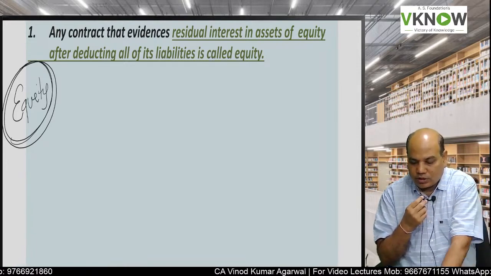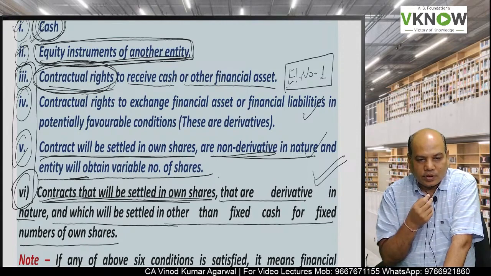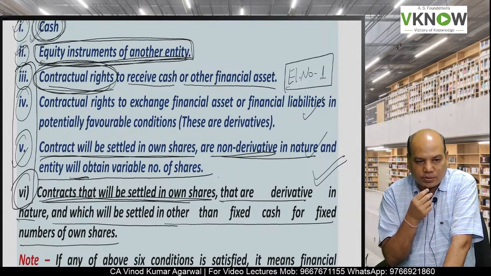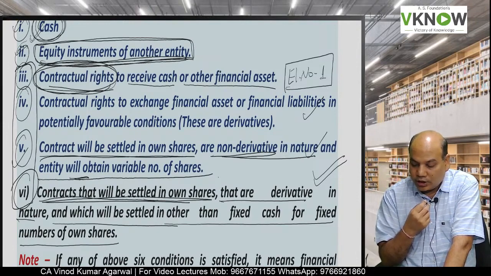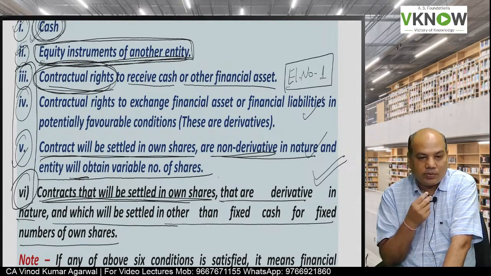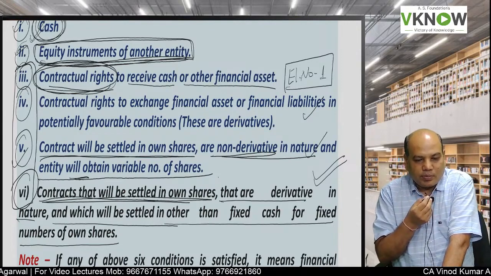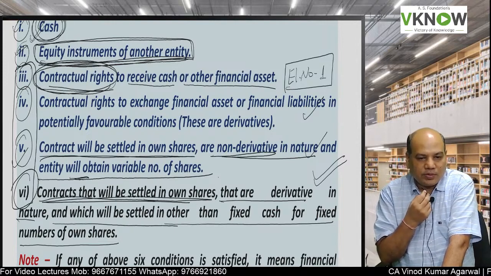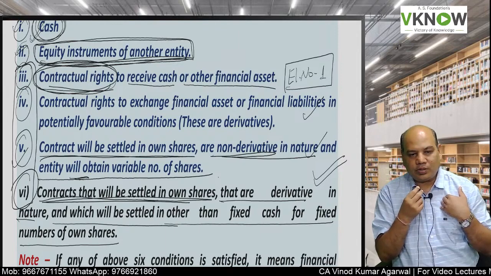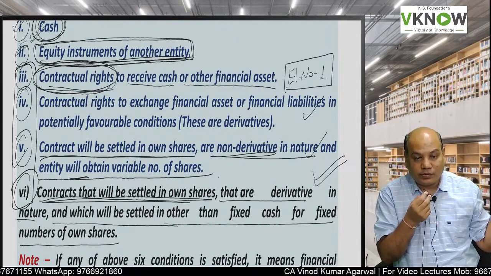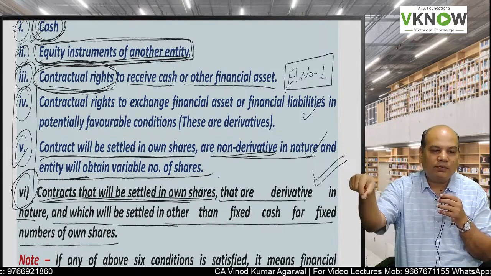One student is asking for an example of point number 4 and 5. Point number 4 example is, suppose you are holding a future contract and you have a long position, you have bought a future and the price has gone up, then it is favorable for you. And a contract which can be settled in own shares, non-derivative in nature, where a variable number of shares will be obtained. For example, some loan is given to another party and it will be settled by giving back to you your own shares, but the number of shares issued will be based on the market value of the share. So if I have given you a loan of 10,000 and you are going to return my shares, but the number will be based on market price, I am going to get a variable number of shares. So that is a non-derivative contract settled in a variable number of own shares.